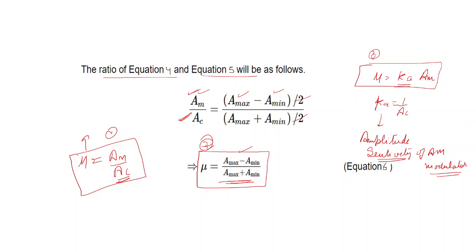This first and the third part will become equivalent, but the only difference is that somewhere we are getting Ka. That part is also important from the numerical point of view, because somewhere the value of this amplitude sensitivity, the Ka value, is given to us, and with respect to this an Am value is given to us. So we can calculate the mu value by feeding the Ka value, the amplitude sensitivity, and the Am value. So in some numericals we are getting Am and Ac values, so we can directly calculate the mu.